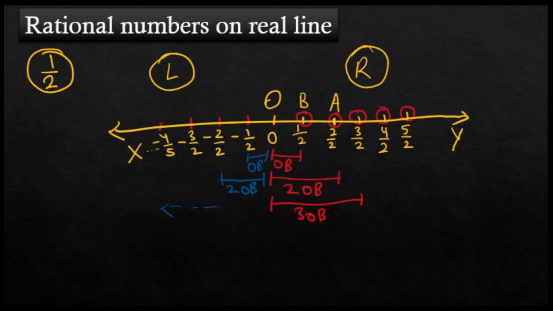So points at distances of OB, 2OB, 3OB denote the rational numbers. Hence, each rational number having denominator 2 can be represented by some point, because at some point, whether here or here or here, anywhere, you will find that rational number on the real line. Suppose if I have to draw 1 by 3 on number line, how will I do this?